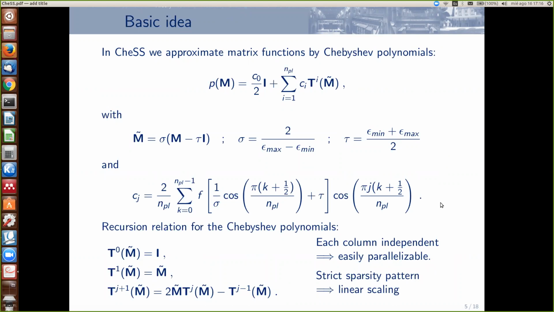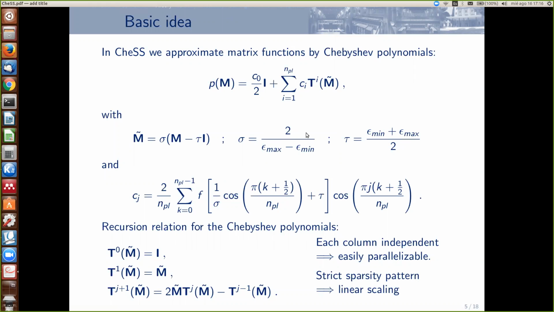I don't want to bore you with too many formulas, just one slide with the basic equation. The idea behind CheSS is to approximate a matrix function in terms of Chebyshev polynomials. We have here the identity matrix, and these are the Chebyshev polynomials of order i. You sum up until you get your desired degree. The matrix that enters this polynomial function is a scaled and shifted version of the original matrix M. The expansion coefficients can be calculated by this formula. This is textbook, so it may look complicated, but in practice it's very easy and very fast. In the code you don't even see the calculation of these coefficients.